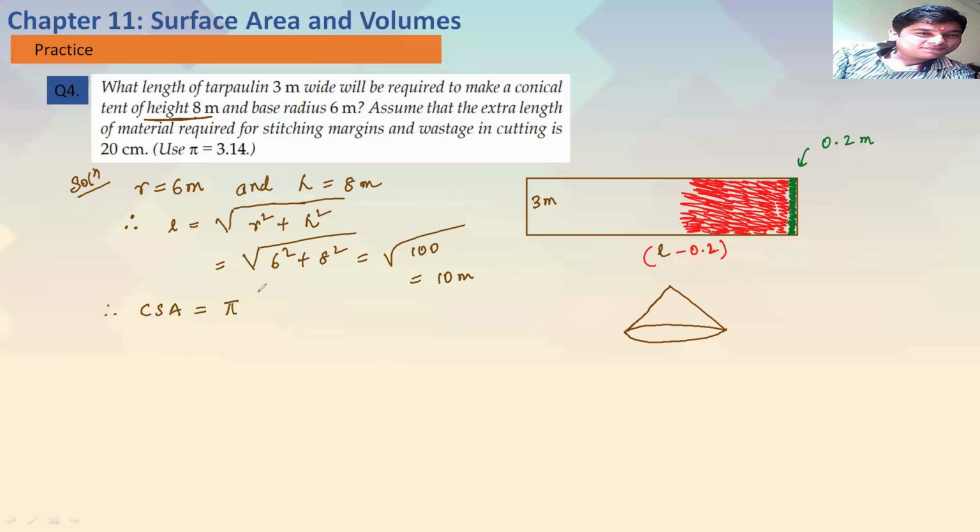Once again, find out CSA because again tarpaulin will be used on the curved surface, right? Yes, sir. So curved surface is pi r L. Alright. So 3.14 into 6 into 10. So 31.4 into 6. Is it going to be 188.4 meters square? What do you reckon? Yes, sir, it's 188.4.